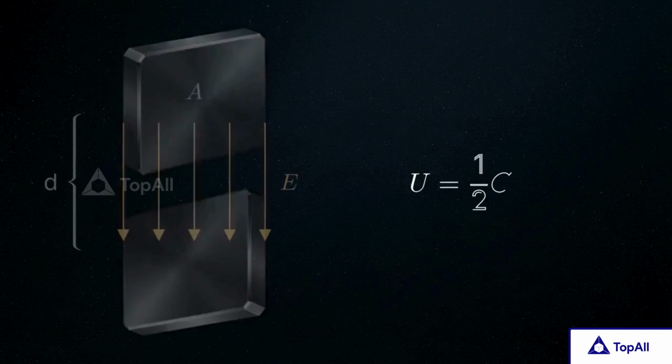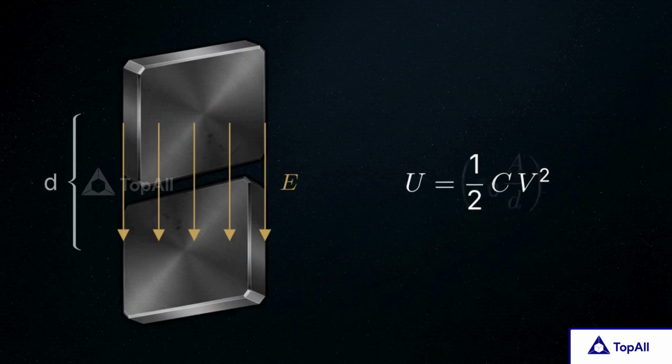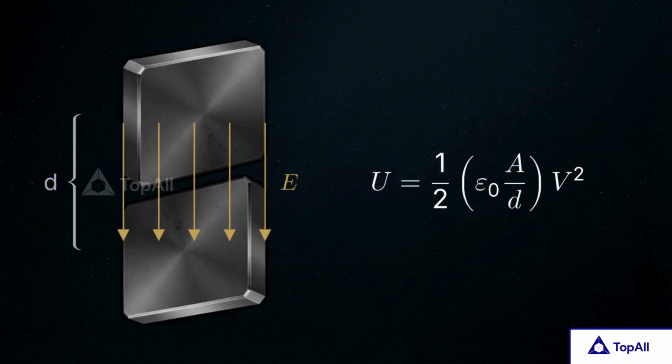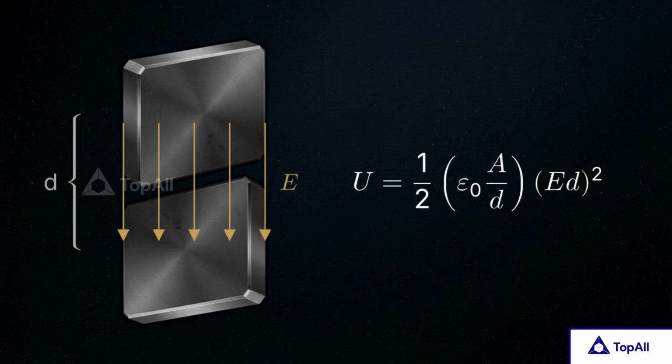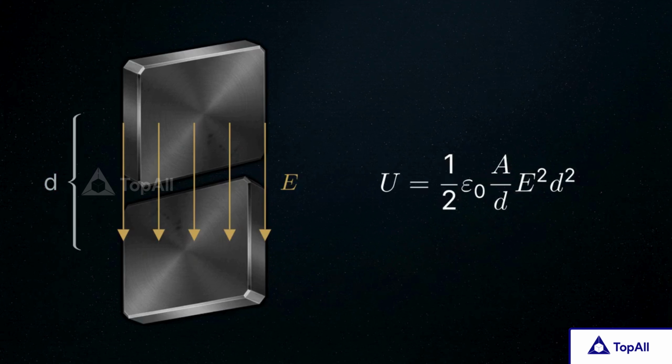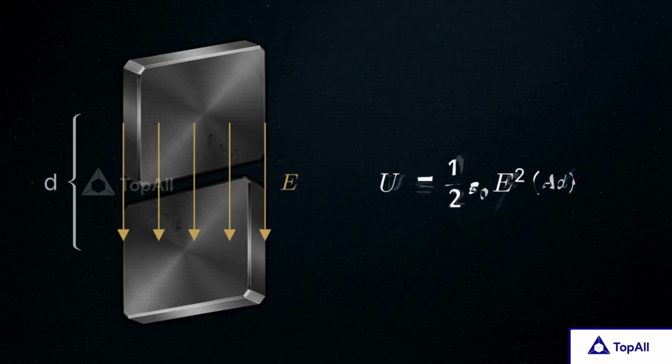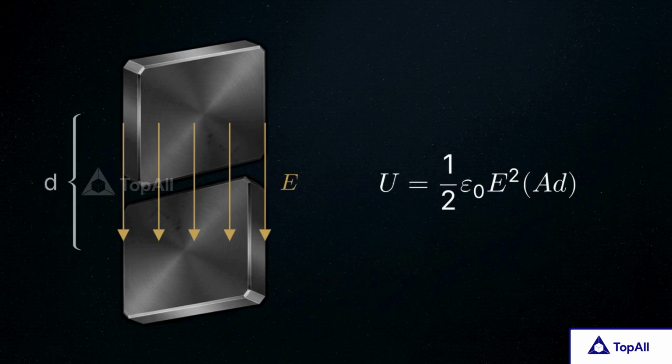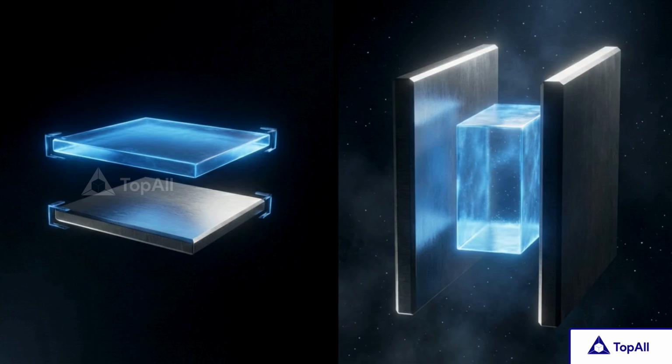To see why, substitute the geometric definition of capacitance, epsilon naught times area over distance. Next, replace potential difference, V, with the electric field, E, times distance, D. This gives the expression, energy equals 1/2 epsilon naught, E squared times area and distance. That final term, A times D, is exactly the volume of the space we just identified between the plates.